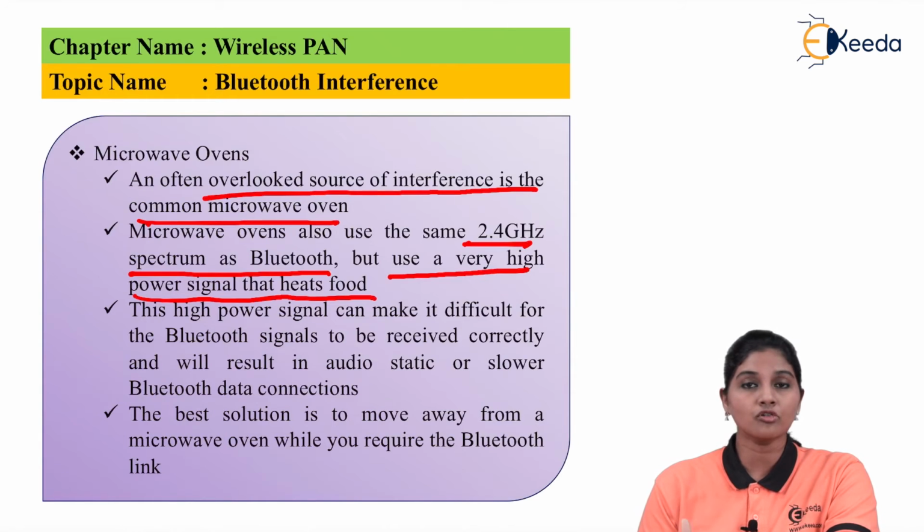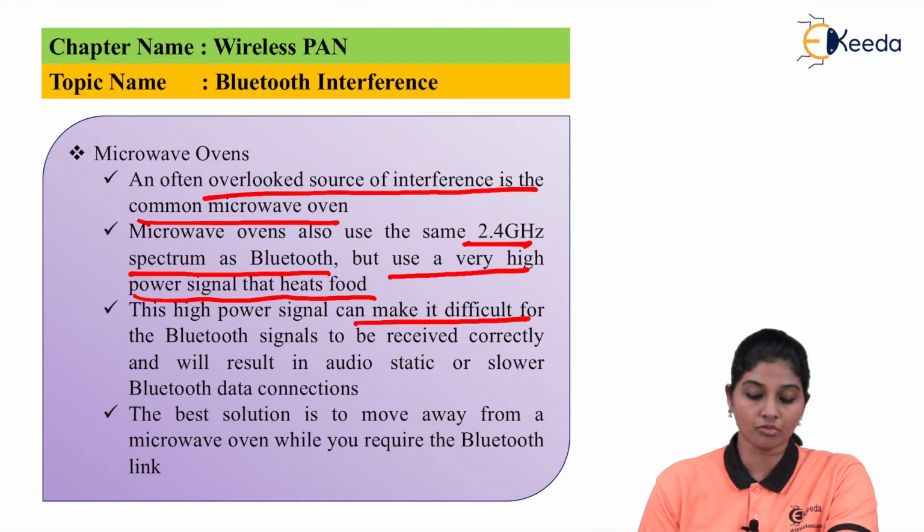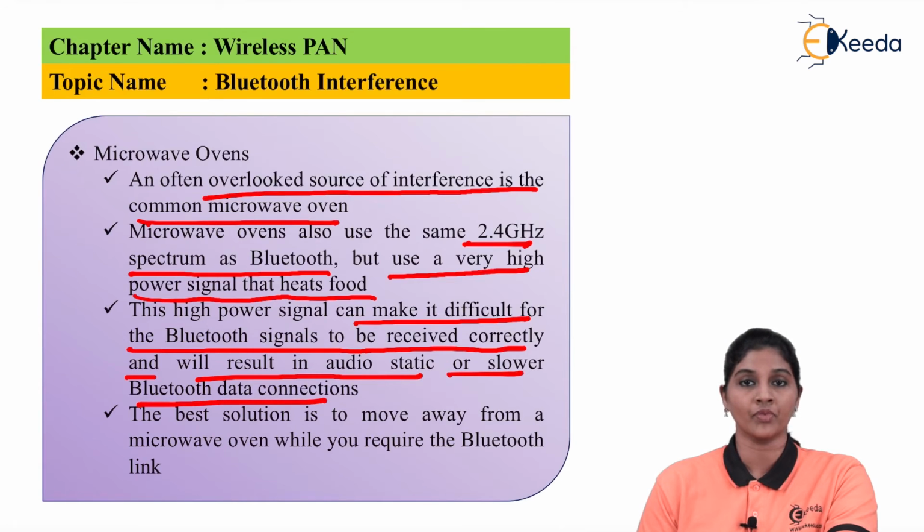So the large amount of power required by the microwave oven for heating the food can make it difficult for the Bluetooth signal to be received correctly, and results in audio static or slower Bluetooth transfer of data. That generation of heat requires a large amount of power, which results in loss of connection, or slows down the Bluetooth connection for data transfer. If we are using a Bluetooth headset, then we can hear the audio static when we are near the microwave oven, or near the same band of frequency.